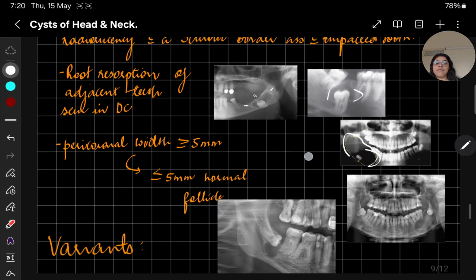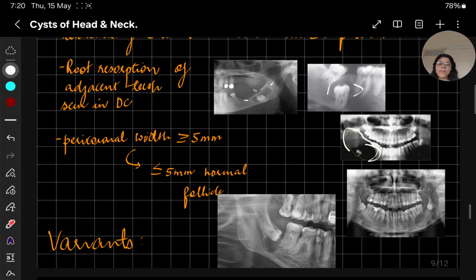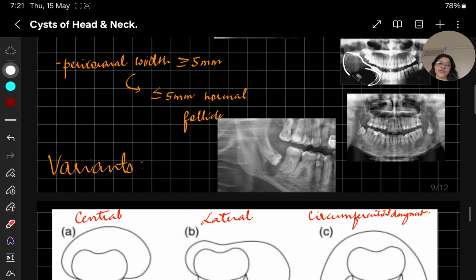If the pericoronal width is less than 5 mm, it is a normal follicle. So in the radiograph, if you see the pericoronal width of the cyst is more than 5 mm, then only will you consider it as a cyst. If it's less than 5 mm, then it's a normal follicle. You don't have to remove it, you don't extract it. So you don't do that.